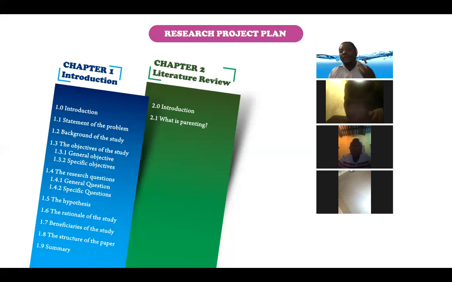Maybe she will find 3 or 4 books that will define parenting, and she will discuss this information in this section. For example, Hama says parenting is A, B, C, and D, or Joseph says parenting is A, B, C, and D, or Andrew says parenting is this. And she will discuss all the information under the subheading, what is parenting. She'll tell us what parenting is.